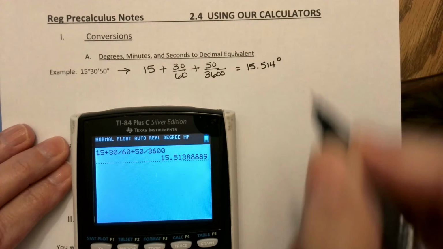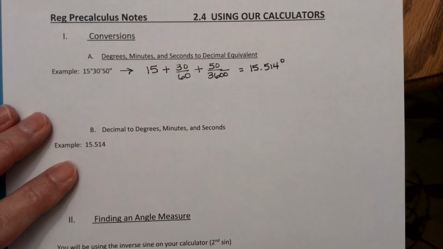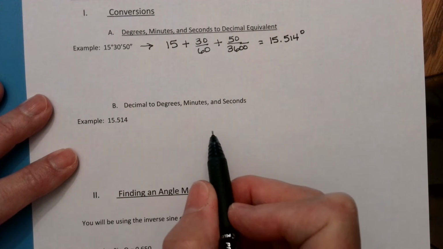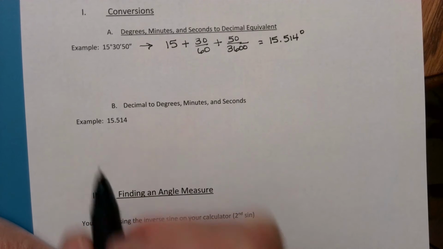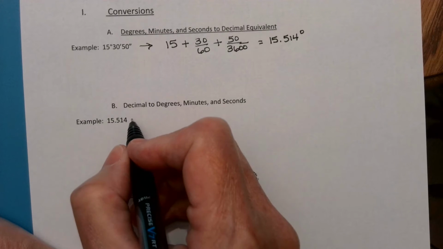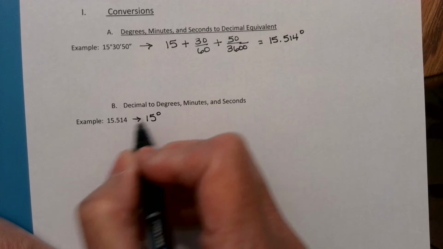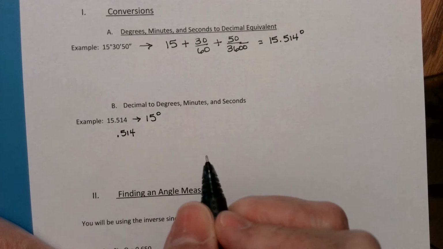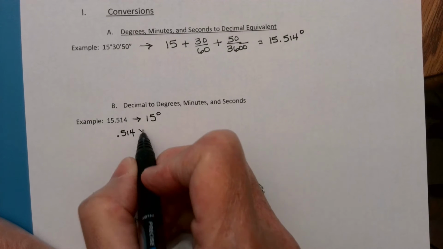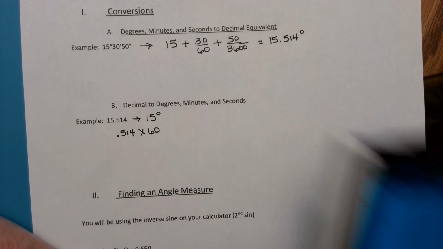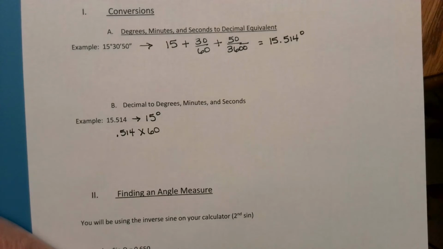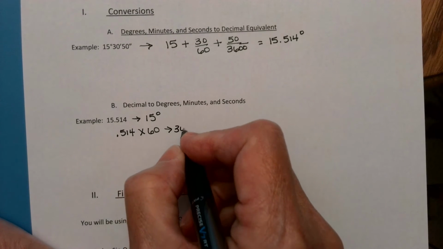So that's equal to 15.514 degrees. Okay? Now, if they give you the decimal equivalent and ask you to go to degrees and minutes, then what you do is you take the whole part off. Okay, so I know that's going to be 15 degrees. And then I'm going to take the 0.514 and I'm going to multiply that by 60. So 0.514 times 60, and I get 30.84.